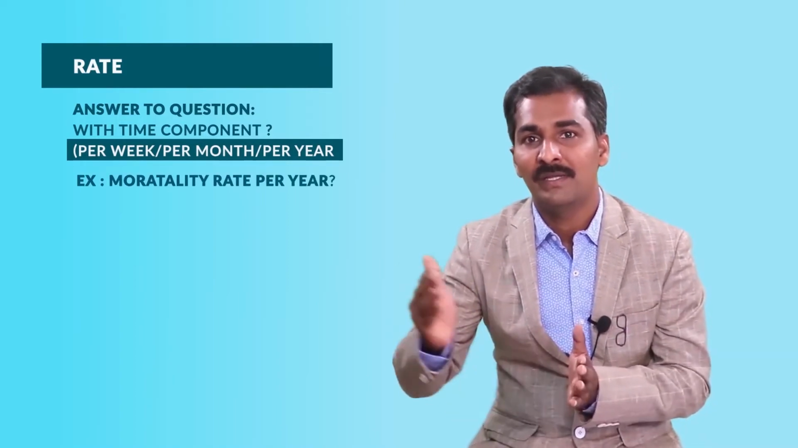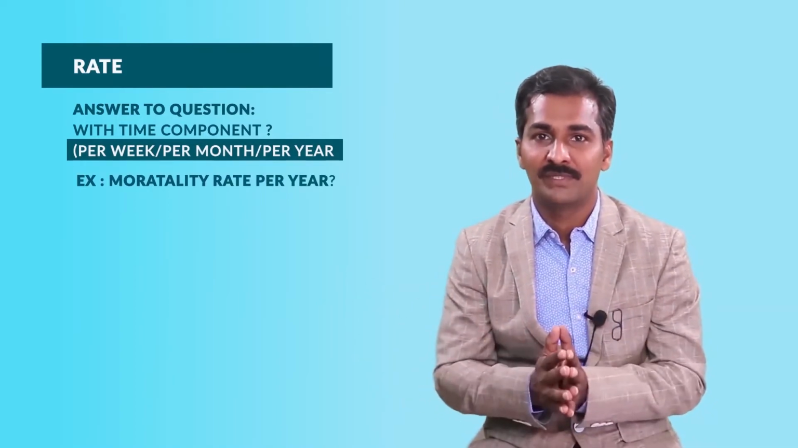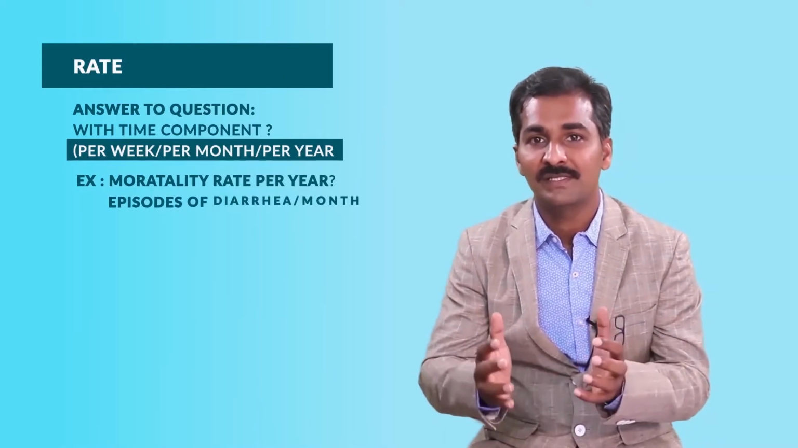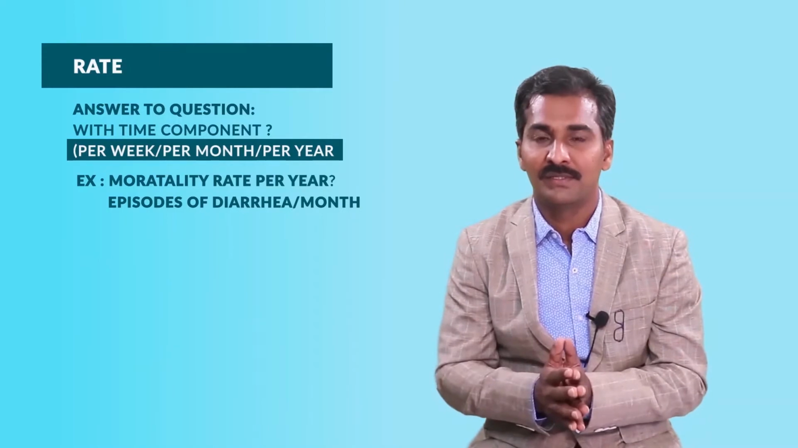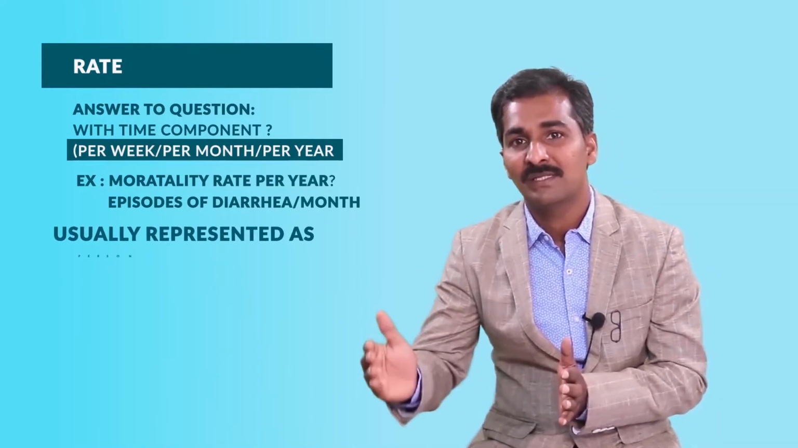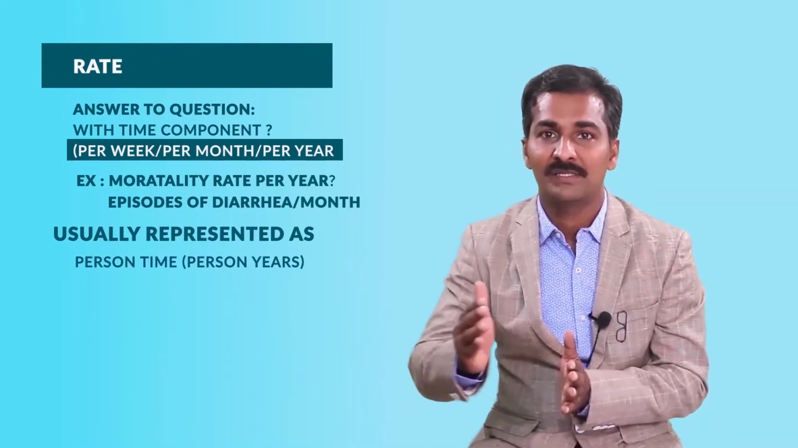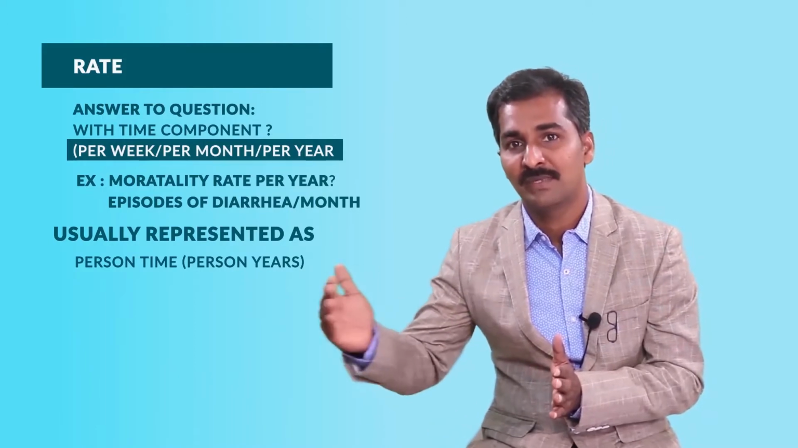The third type of outcome is rate, usually expressed per time component. For example, per week, per month or per year. For example, what is the mortality rate per year among a group of cancer patients? What is the incidence of diarrhea per month among the pediatric population? So it is usually expressed as a person-time factor, that is either person-weeks, person-months or person-years.